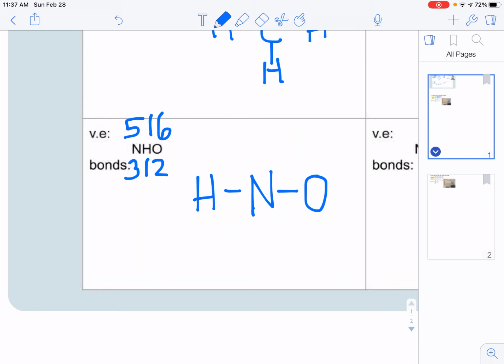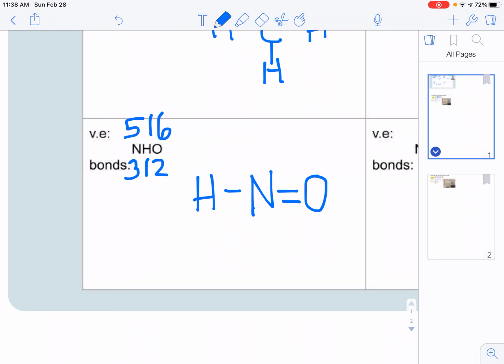We need a double bond. Let's see where. The hydrogen needs 1 bond, and I see this hydrogen already has 1 bond. We can't put it there. How about the oxygen? Oxygen needs 2 bonds, and here I see it only has 1 bond. So if both the nitrogen and the oxygen need 1 more, that's where I'm going to put it. Just kind of makes sense. They both need 1 more, so that's where you put the double bond.